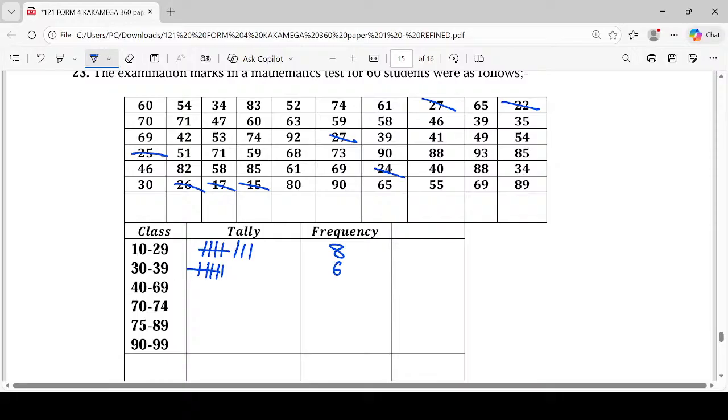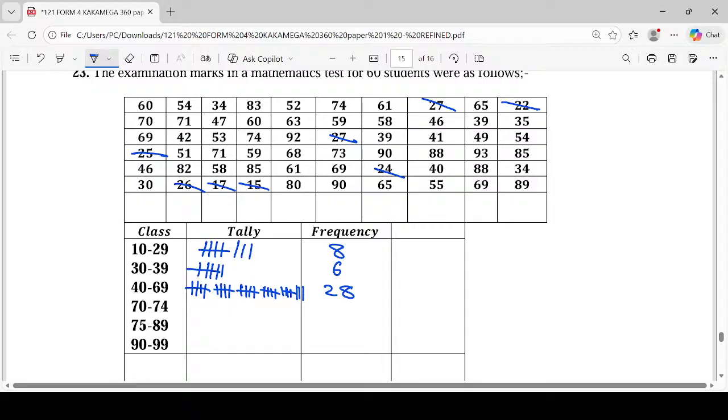40 to 69, there are 28. 1, 2, 3, 4, 5, and so on in groups of five. Then 1, 2, 3. So this is 28.